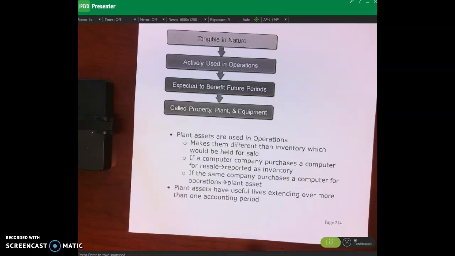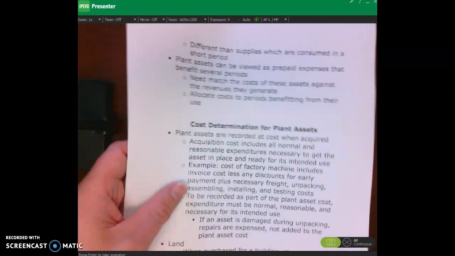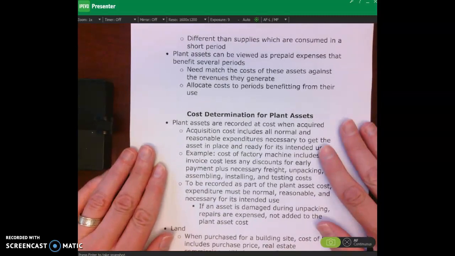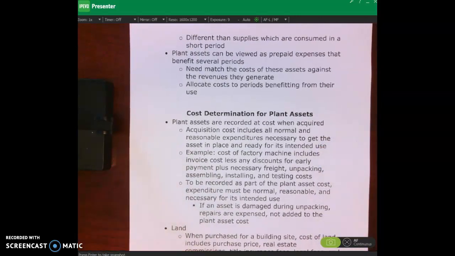Let's see. Plant assets have useful lives that extend more than one accounting period. I've kind of talked about that. That would be different than supplies, which would be like Post-it notes, for example, or pencils that would be typically consumed within that accounting period. So plant assets, think about a classroom building. Think about a truck. Think about even my laptop. My laptop, that I'm using right now to record this lecture video, I've had this since 2012. This goes across many accounting periods.